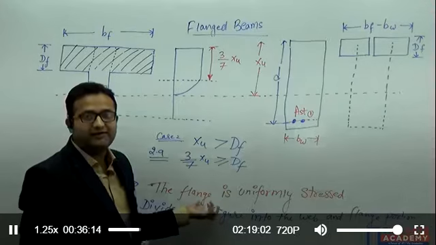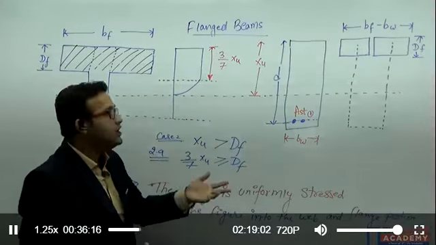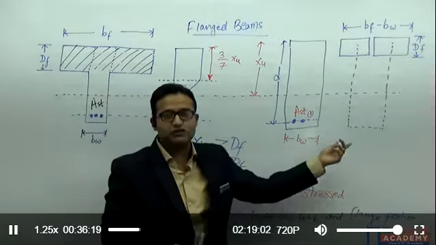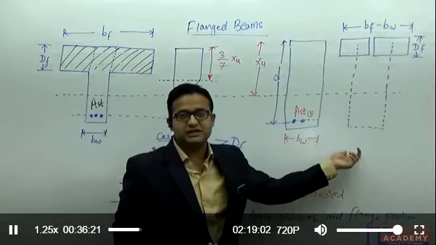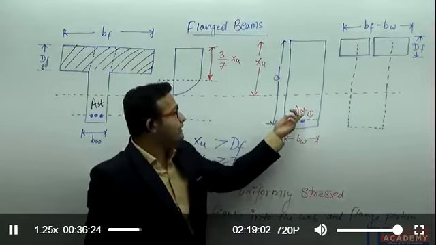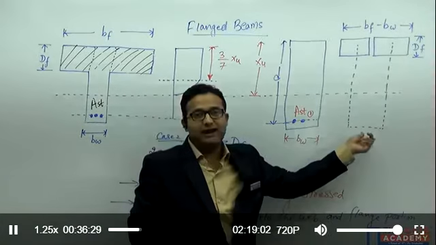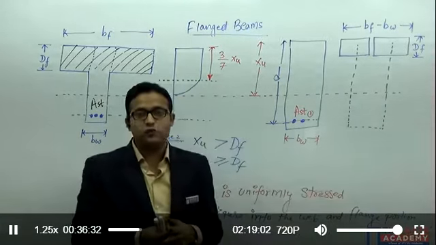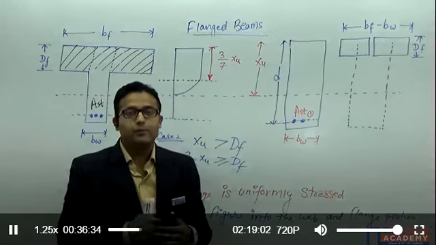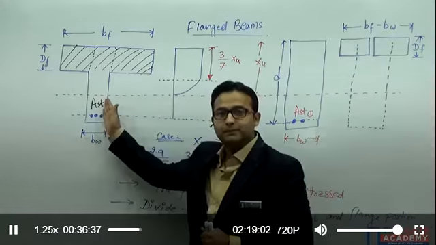For this, I can divide my given figure into two sub figures. First is the web portion and the second is the flange portion. I can analyze these two portions separately. I can calculate the moment of resistance given by the web portion, I can calculate the moment of resistance given by the flange portion, and I will add these two moments of resistance, and it will be the total moment of resistance given by the flanged beam.